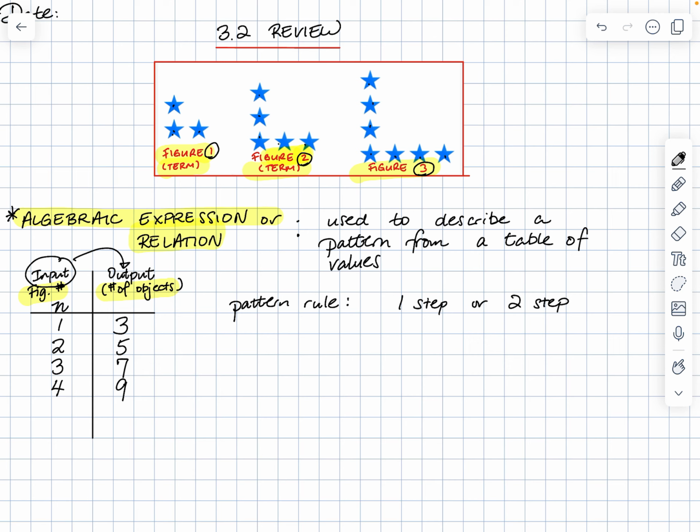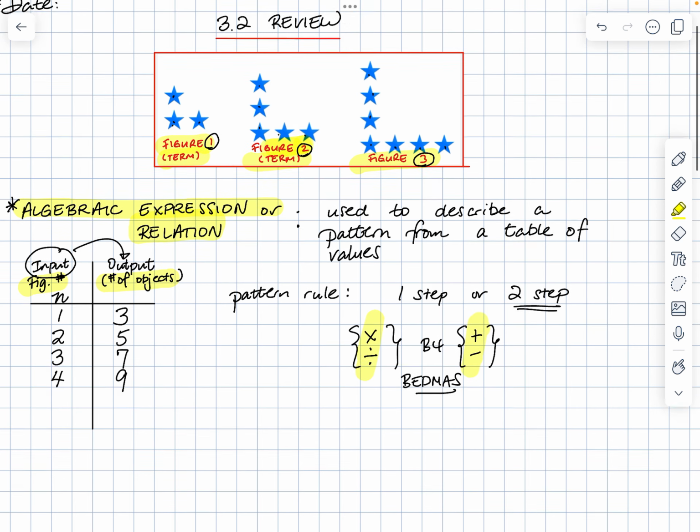okay? So I'm already looking at this and I can tell this is probably going to be 2-step. You will run into pattern rules that are still 1-step, but generally expect a 2-step pattern rule from now on. Now, this also applies things that we've been learning previously in this unit, to do with order of operations. So you know in a two-step pattern rule, multiplication and division, and you know this because of BEDMAS, has to come before addition and subtraction, okay? So remember, this all goes back to BEDMAS and learning that previously, okay?